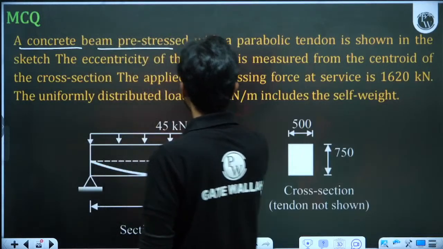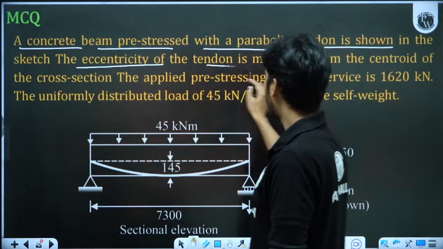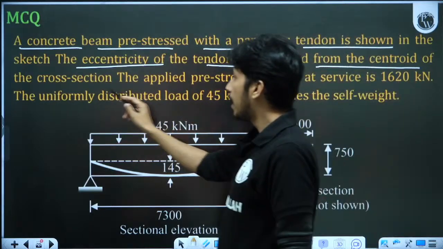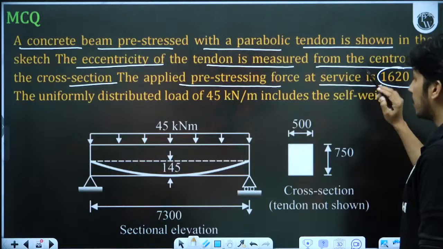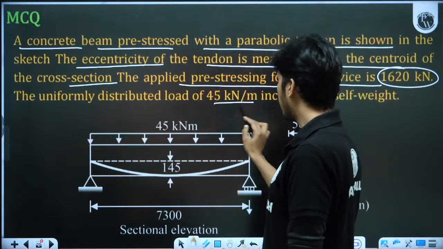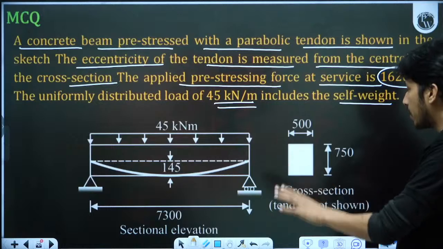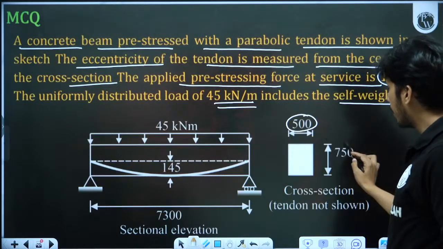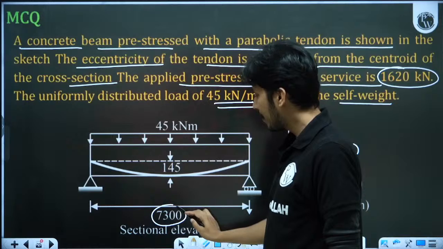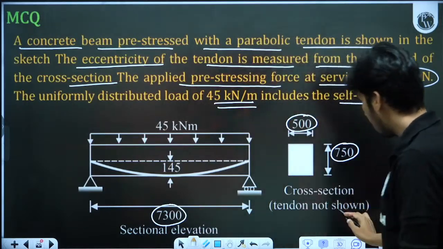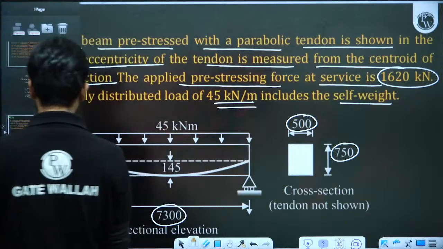A concrete beam pre-stressed with a parabolic tendon is shown in the sketch. The eccentricity of the tendon is measured from the centroid of the cross section. The applied pre-stressing force is 1620 kN. The UDL is 45 kN per meter and includes self-weight, so you don't need to take the self-weight. The cross section is 500 into 750. The beam is simply supported. The length is 7300 mm. It is written that all dimensions are in mm. I think it should be written here that all the dimensions are in mm.